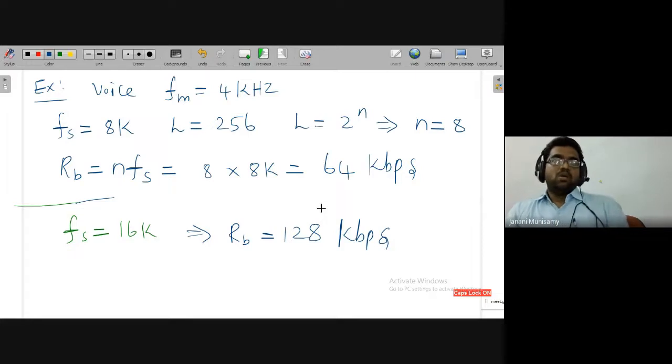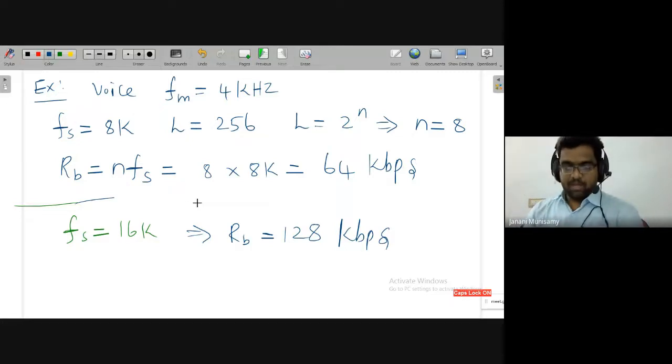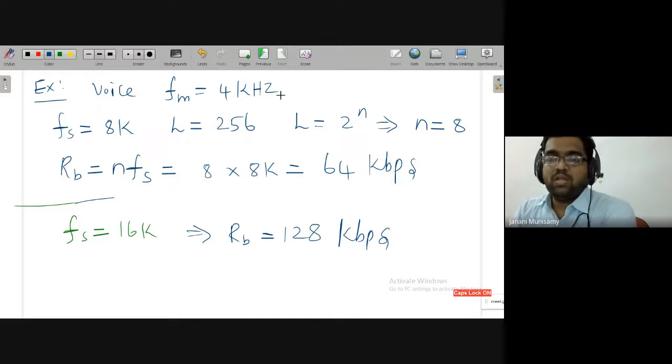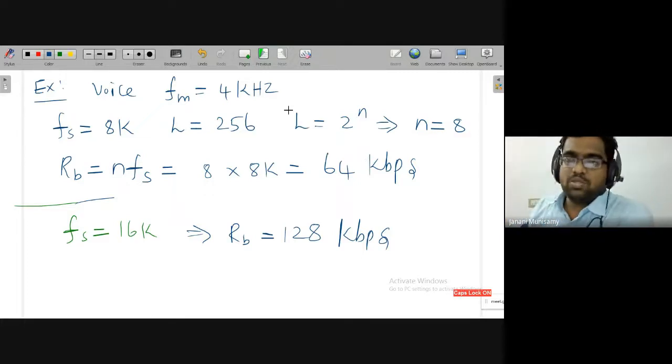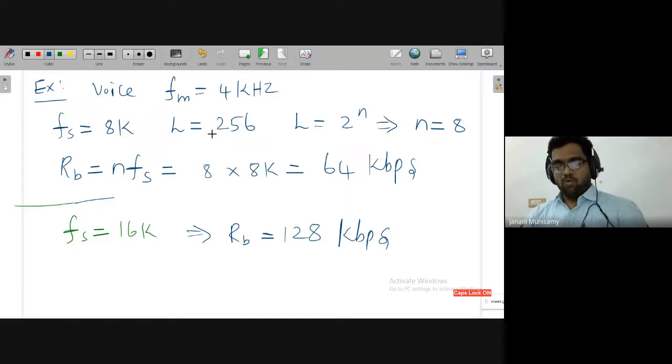Okay, so what will happen if I increase the clarity? You cannot accommodate more number of people. That is the major problem. So again, there must be some common value. So that's why they have mentioned this. There should be some optimization between the clarity and the number of users at a time. So based on that, they have fixed this value practically.